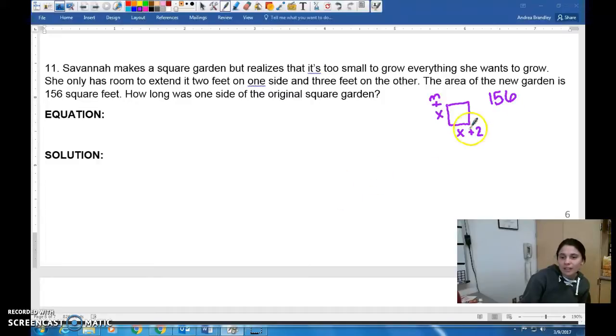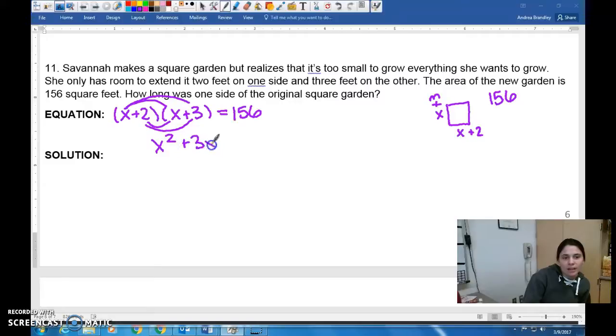To find area, I multiply one side by the other side. So I'm going to have x plus 2 times x plus 3, and that's equal to 156. I'm going to multiply these using the distribution method, and I'm left with x squared plus 3x plus 2x plus 6 equals 156. So I can combine my 3x and 2x, so I have x squared plus 5x plus 6 equals 156. And this is looking like a factoring problem.